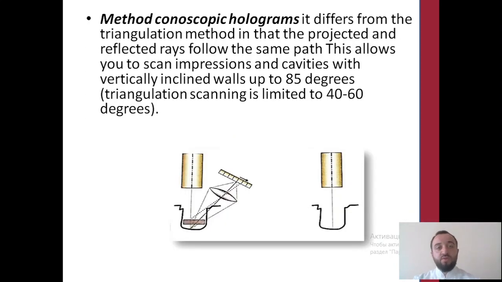Method: conoscopic holography. It differs from the triangulation methods in that the projected and reflected rays follow the same path. This allows you to scan impressions and cavities with vertically inclined walls up to 89 degrees.